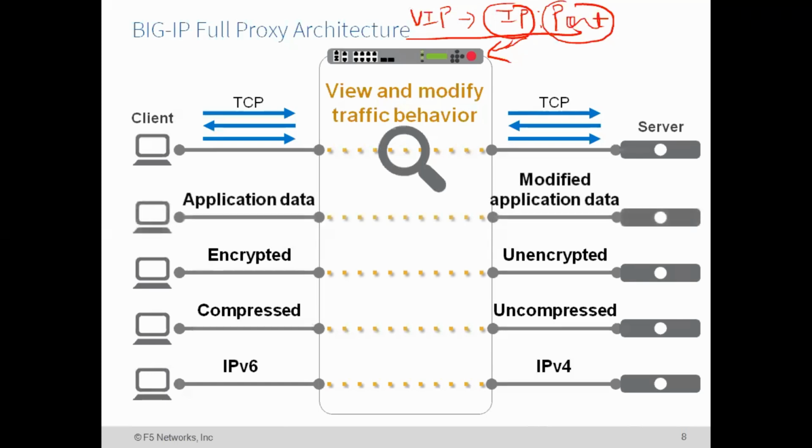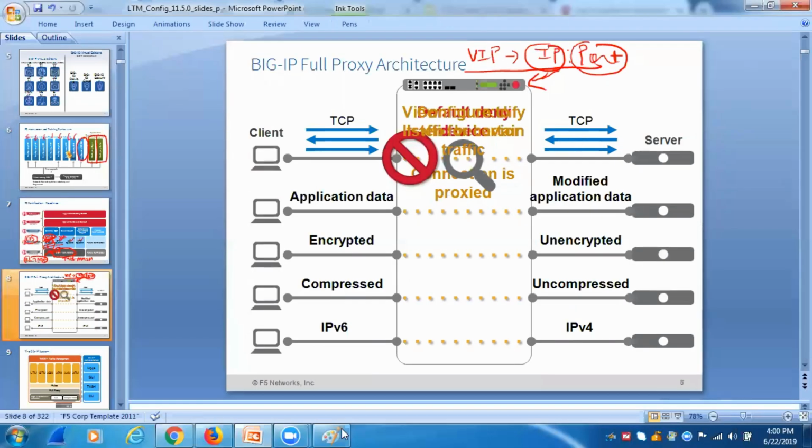Okay, then we can also modify the application data. We can modify whatever strings are going into the application headers, or the main payload actually. We can replace it with whatever we want. Okay. So that is the BIG-IP full proxy architecture. I don't think we need to spend more time on it. Let's move to the other slides.